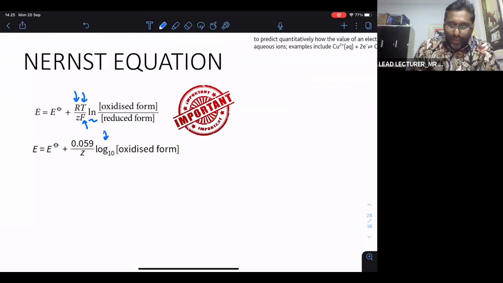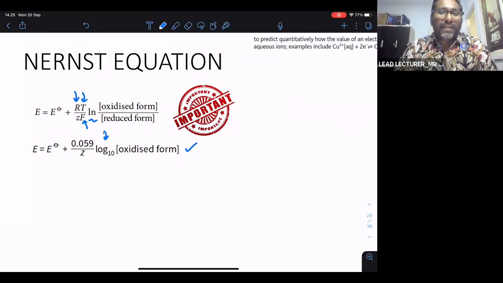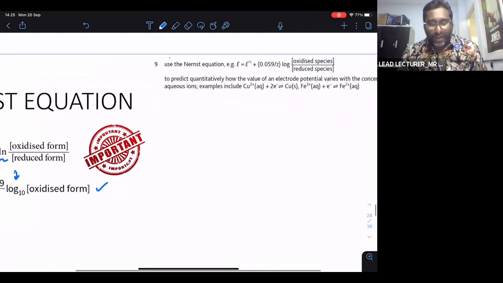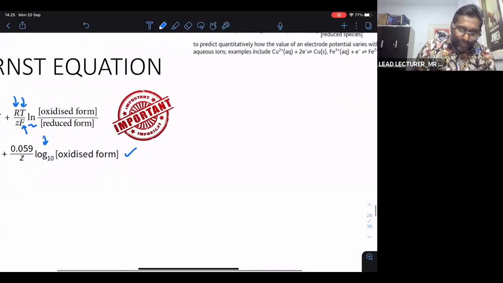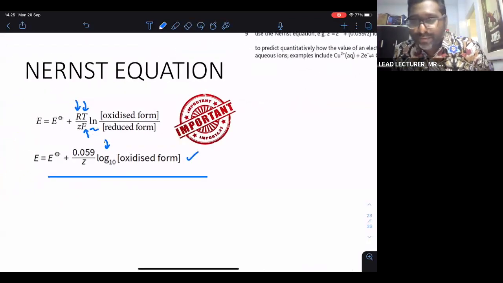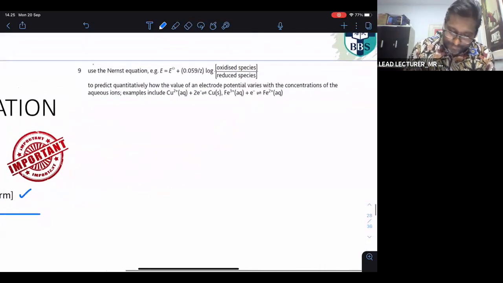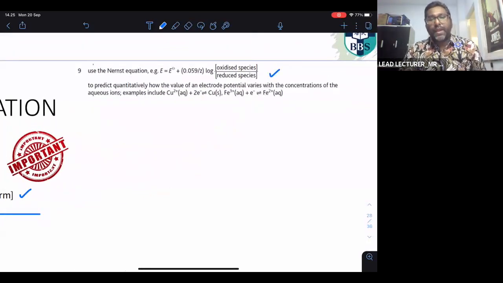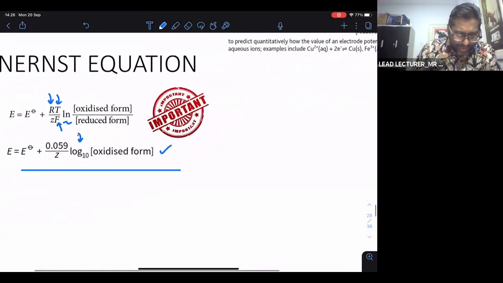If you want, you can actually use this formula. But please remember in your syllabus, this formula is not given. This is only recommended by your textbook. The formula in the syllabus is this. You can have a look. It's going to be 0.059 divided by Z and then log. So you can see it's similar.